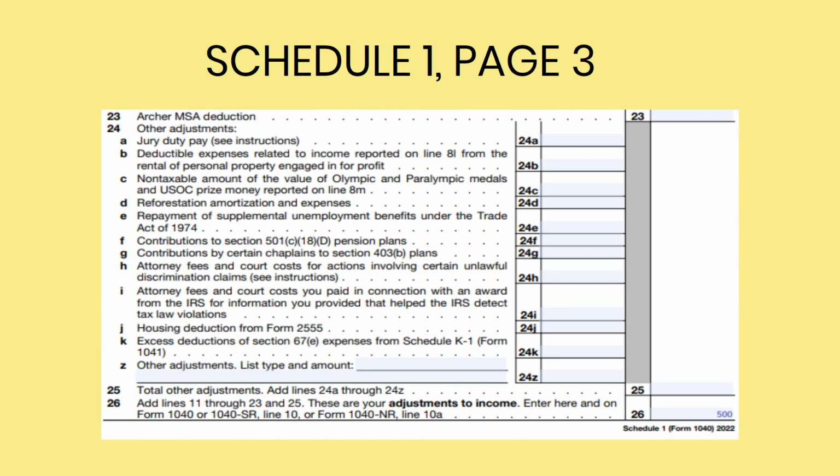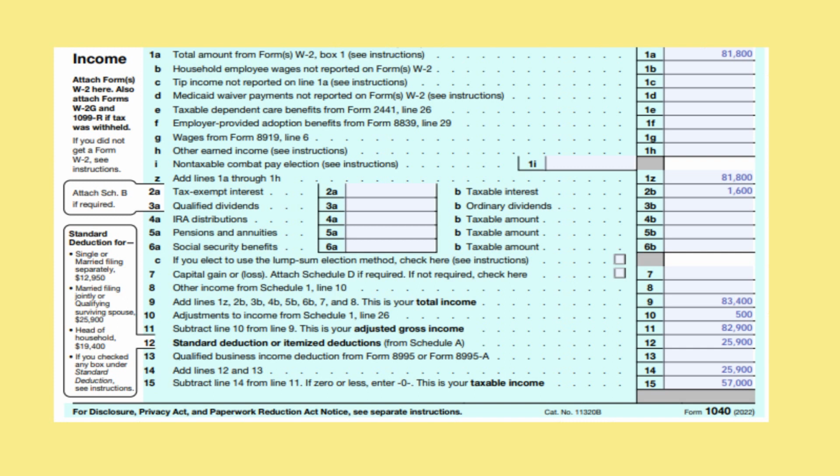Total the amounts down on line 26, which in our example would be $500. Carry that amount to line 10 and subtract it from line 9 to arrive at $82,900 for your adjusted gross income on line 11.